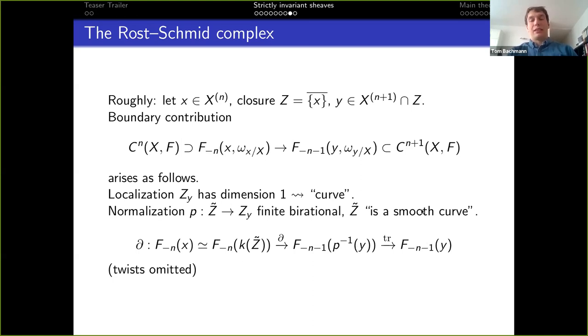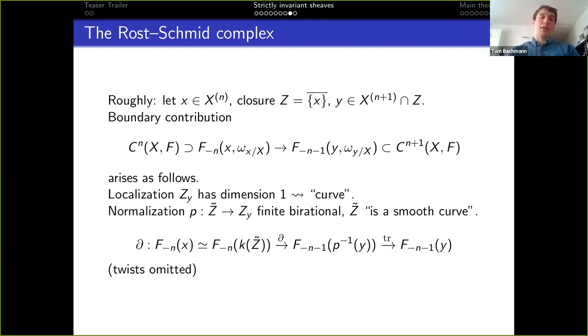So what you see is that this Rost-Schmid boundary involves all the primitive operations. Also, I have omitted twists here because otherwise it would be even more illegible, but you have to put appropriate twists there and check that various things work canonically, right? You have to check some things about these determinants of cotangent complexes and so on. But the point is, there's a complicated but manageable formula, which in principle allows you to compute this boundary map and then the cohomology in terms of the geometry of your variety and of the sheaf.